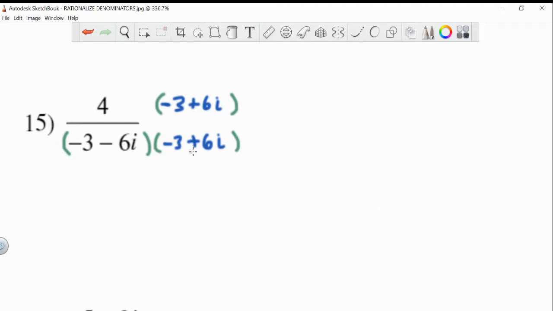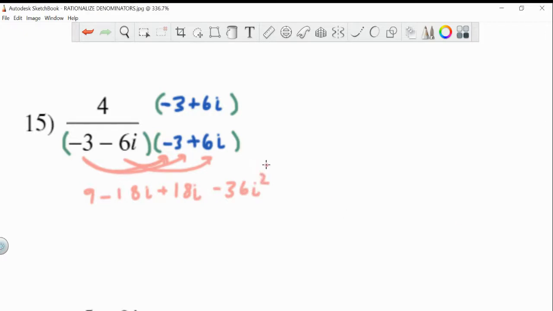This is the complex conjugate. When we FOIL these, we should see just some beautiful mathematics happen. We get 9. We get minus 18i. We get plus 18i. We get minus 36i squared.